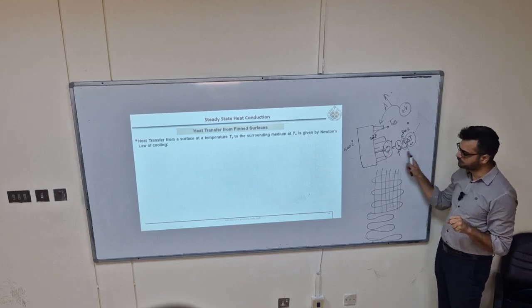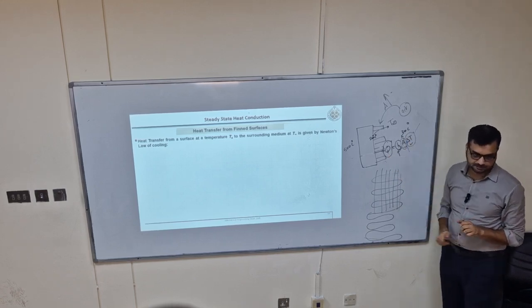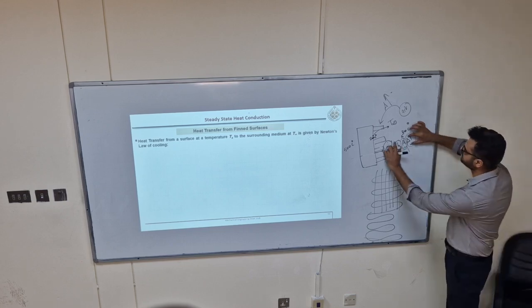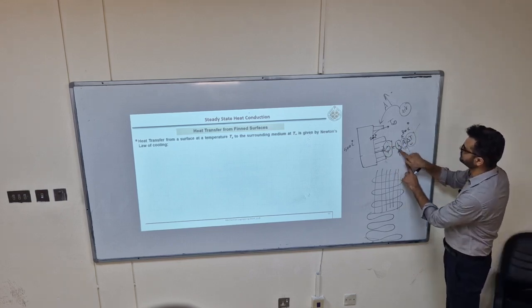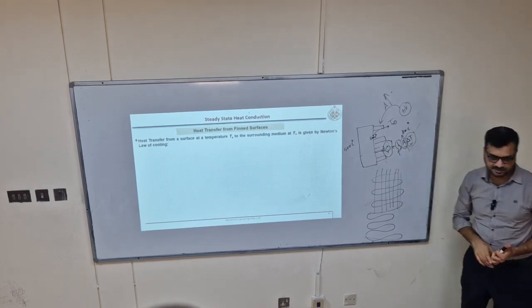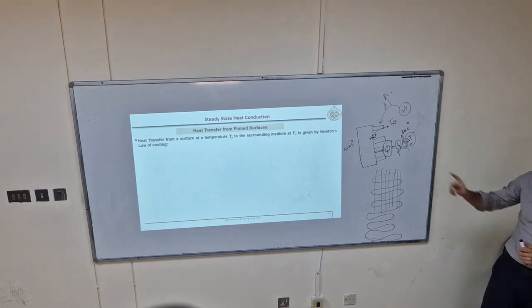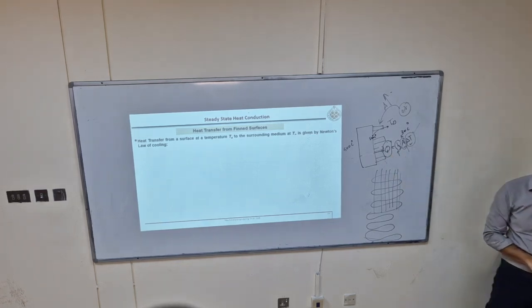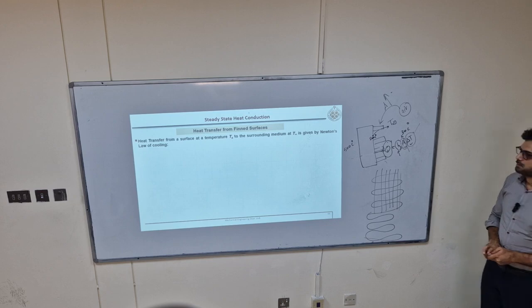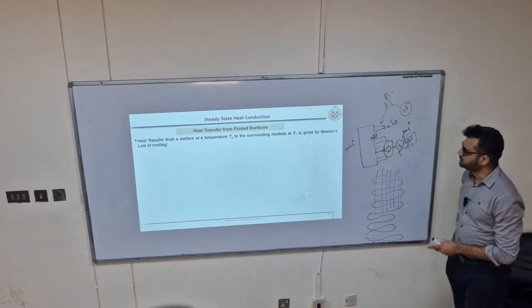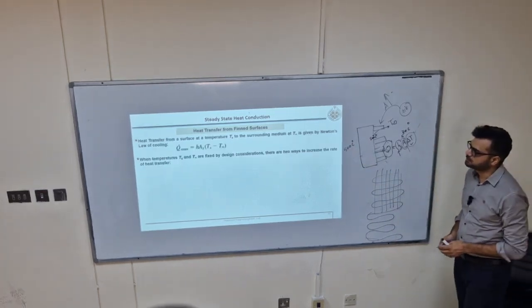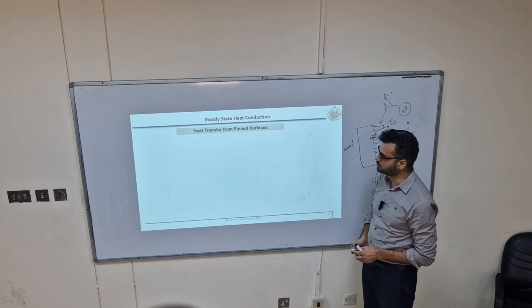Now you have to play with this thing. You have certain limitations. These two cannot be increased, so increase the area until you reach your desired Q dot. So that is the next topic. We have discussed the basics which are written here. Go through them by yourself.